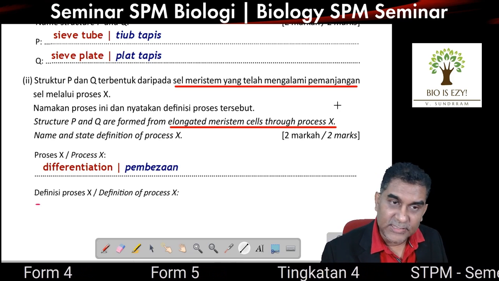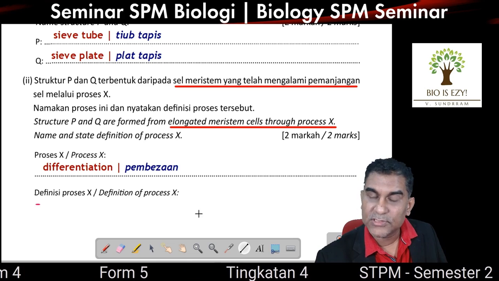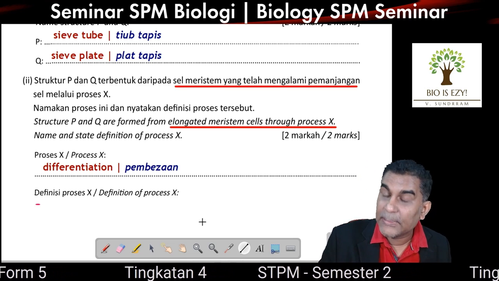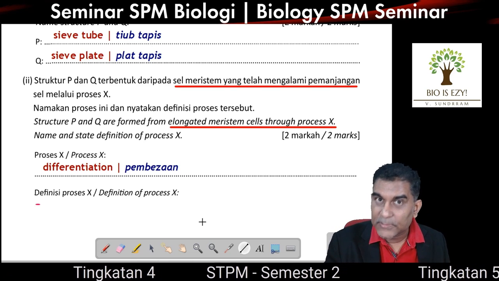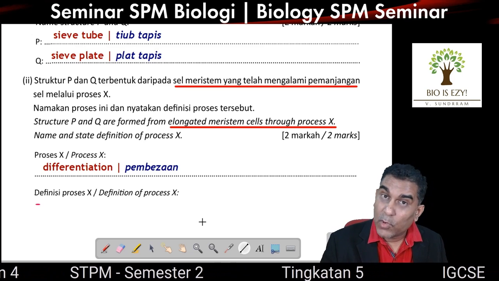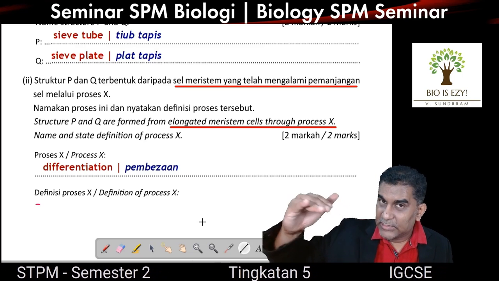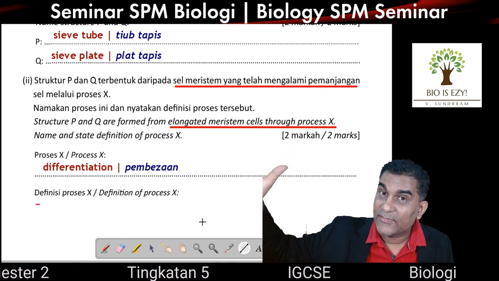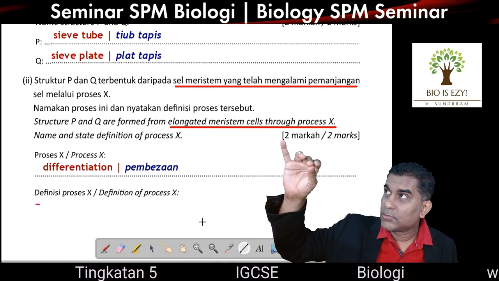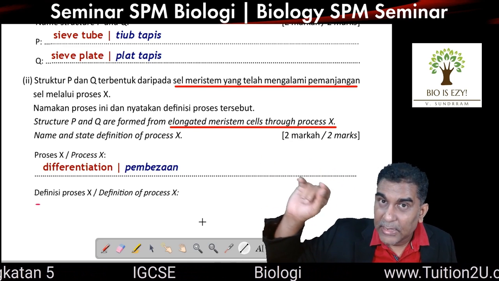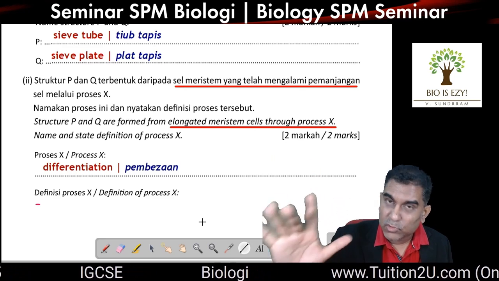What's the name of the process? Differentiation. Proses pembezaan. Ini sebenarnya sebahagian dari bab 1. Form 5 chapter 1, tingkatan 5 bab 1. Bila kamu belajar pertumbuhan primer, ada 3 zon. Zon yang terakhir, the last zone is the zone of cell differentiation, zon pembezaan sel. So, dalam penerangan itu kita ada definisi untuk pembezaan.